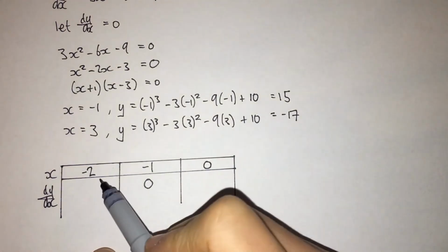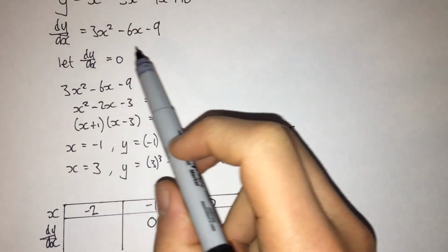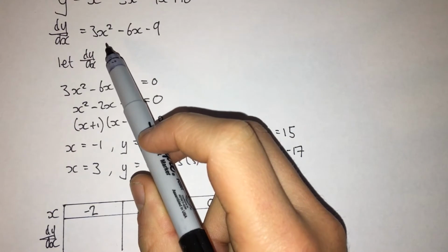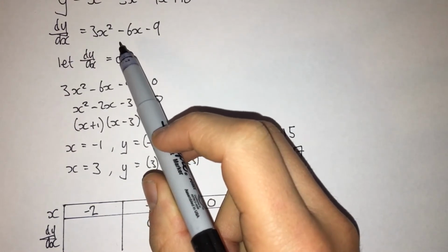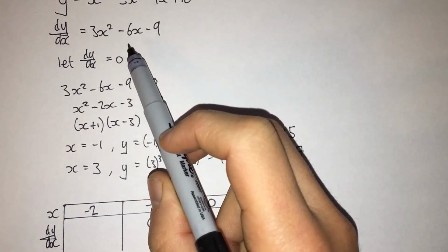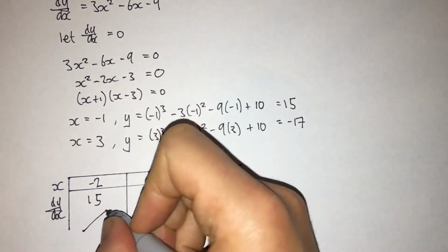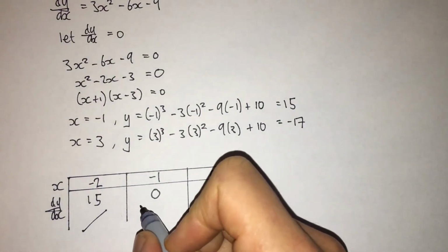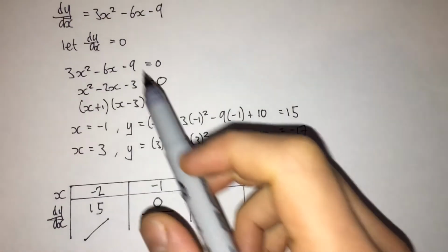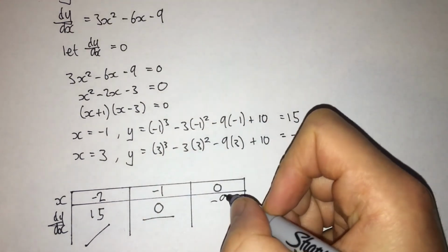So if we put negative 2 into our derivative here, what do we get? We get 3 lots of negative 2 squared, so that's 12, minus 6 times negative 2, which is plus 12, so that's 24. Take away 9 is 15. So this has a positive gradient. This has a gradient of 0. And then let's see what happens when we put 0 into this. 0 minus 0 minus 9 is minus 9.